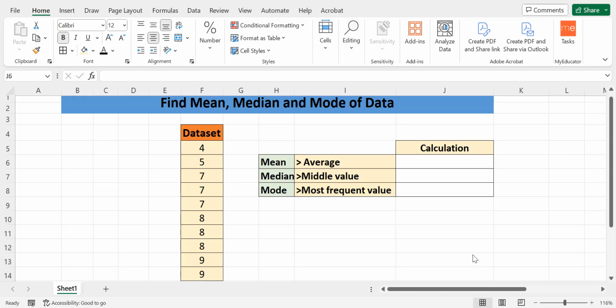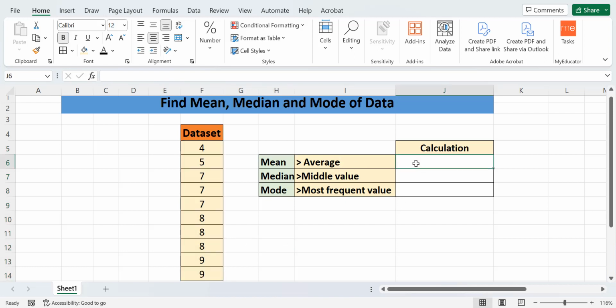Hello everyone. Today we are going to learn how you can find the mean, median and mode of a data set in Microsoft Excel. So here we have a data set in which the count is 10. There are 10 values and the data set is already sorted. If the data is not sorted, you can sort it for your ease. Otherwise, by just applying the formulas, you can find the mean, median and mode.